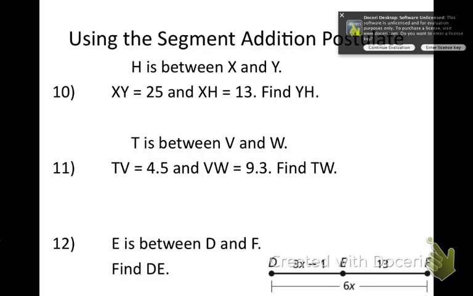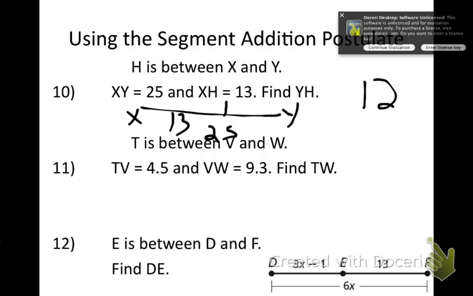Gabe, what do you got for answer number 10? Yeah, the answer there is 12. Okay, I'm taking the whole line, which is 25, as opposed to part of my line, which is 13. I subtract them. So I want to find that part right there, and you get 12.